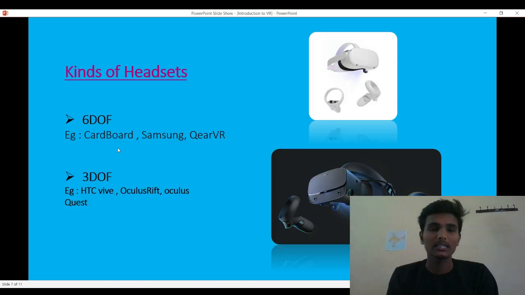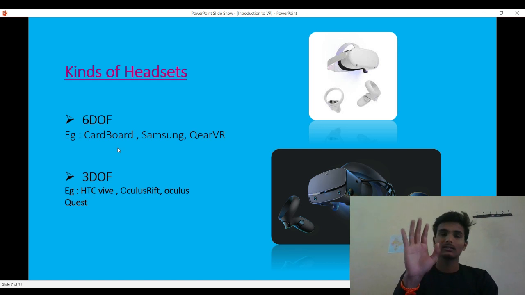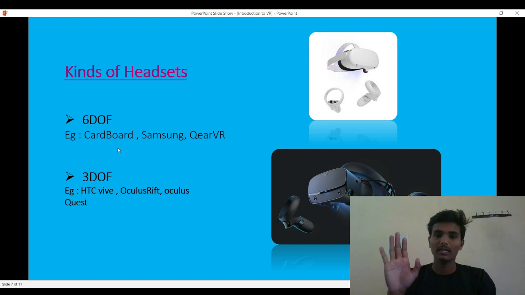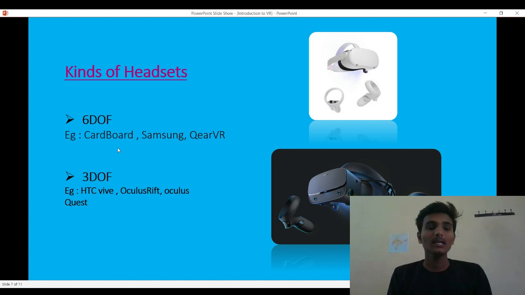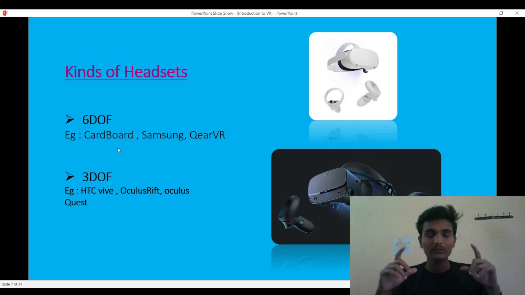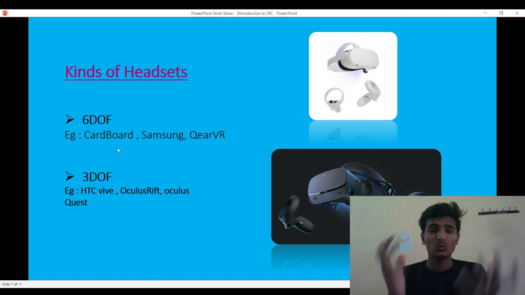These headsets are of two types: 6 degrees of freedom and 3 degrees of freedom. We are going to discuss both. 3 degrees of freedom means, look at my hand, front and back, left and right. These things are possible in 3 degrees of freedom in virtual reality. And 6 degrees of freedom means front and back, up and down, left and right, rotating 360 degrees. In 3 degrees of freedom, we can only experience front and back, left and right.